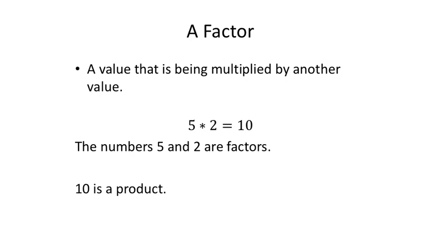Okay, so we've seen this already. What is a factor? A factor is a number that's being multiplied by another value. Okay, so right here we're only showing 2 factors. It's possible you could show 3 factors in some numbers, but this one would just be 5 times 2 is 10, and that's all right. 5 and 2 are factors. And then 10 is a product.